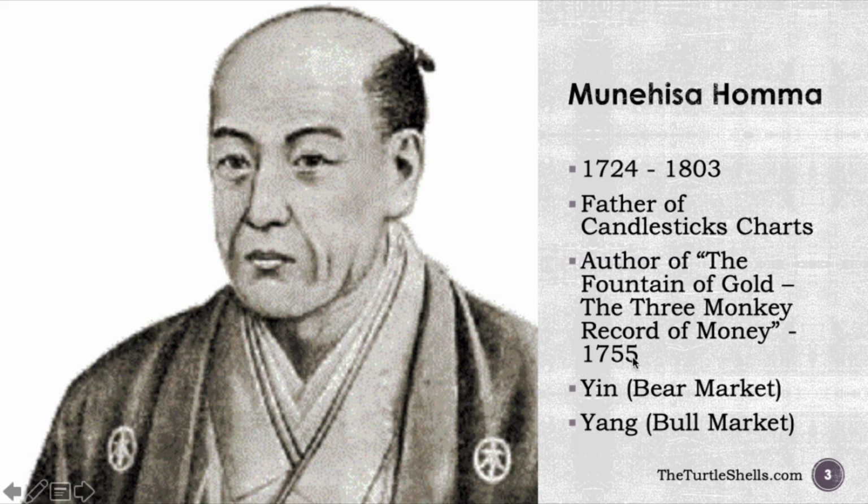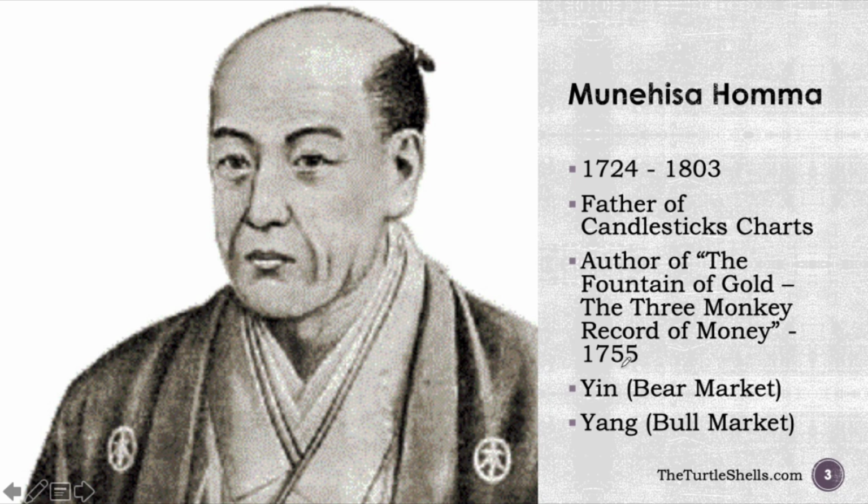Let's move ahead. This is Mr. Munehisa Homma. He was the one who originally invented Japanese candlesticks back in the 18th century. So he is called the father of Japanese candlestick charts. There is a record in history which says that he had more than 66 consecutive profitable trades, something like that. I don't know whether that number is correct, but you can look it up on the internet. He had that many consecutive trades, right?